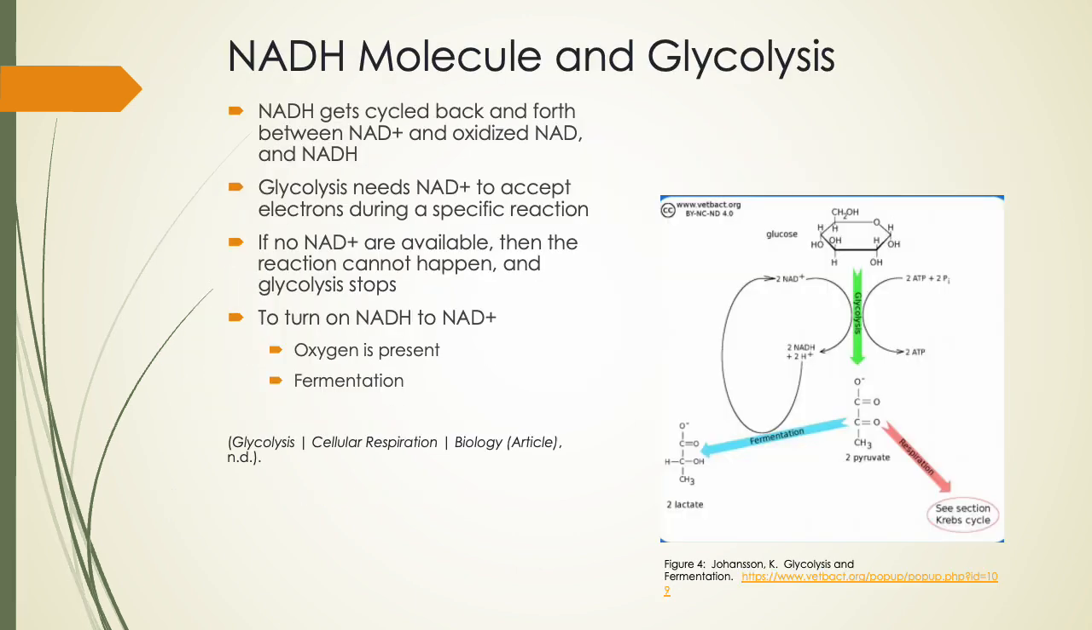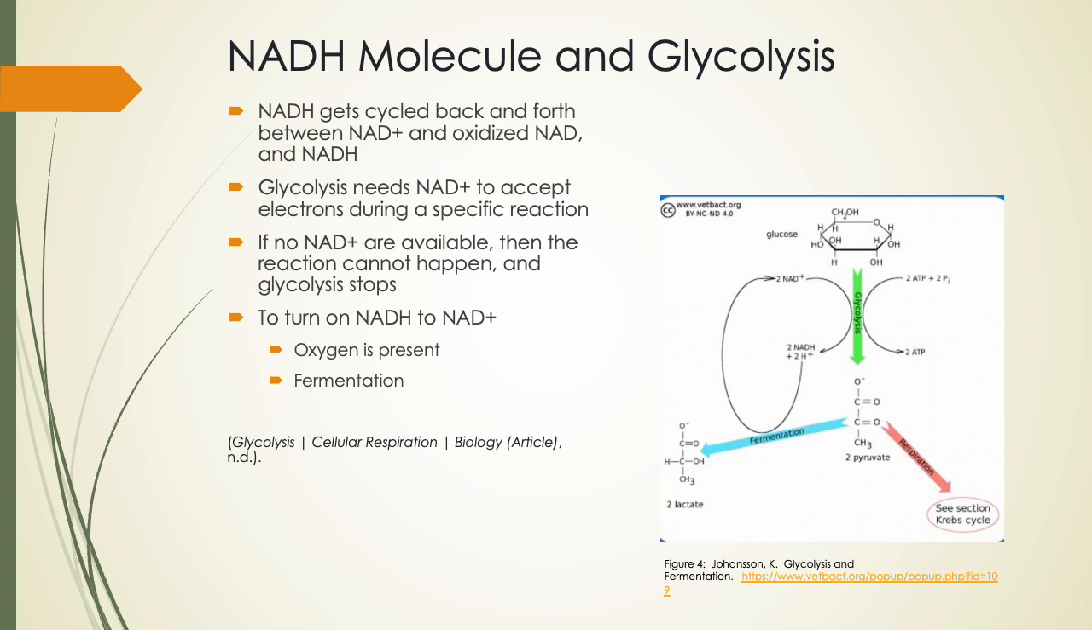The NADH molecule gets cycled back and forth between NAD plus, which is oxidized, and NADH, which is a reduced form of NAD. Glycolysis needs NAD plus to accept electrons during a specific reaction. If no NAD plus is available, then this reaction cannot happen and glycolysis stops. Therefore, cells need to be able to turn NADH to NAD plus so that glycolysis can continue. There are ways for this to happen.